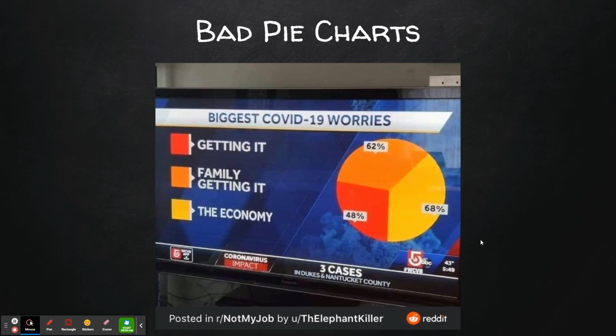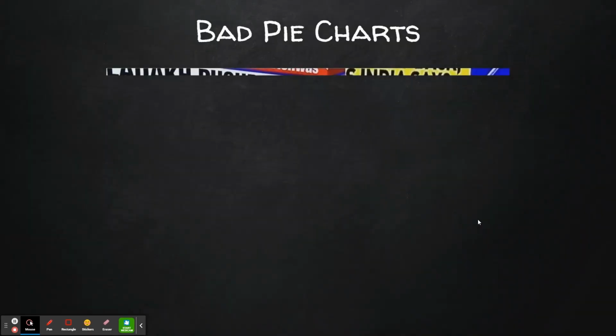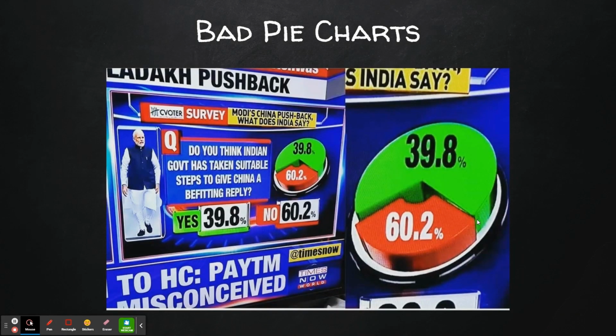Again, a bad pie chart. It's not three-dimensional, but not quite adding up to 100% here, so something funny is going on. Make sure your pie charts add up to 100%. Oh man, 2 problems with this one. Number 1, they're lying to you and they made the no slice smaller than the yes slice when they really should be reversed, and it's three-dimensional. Just don't do it.